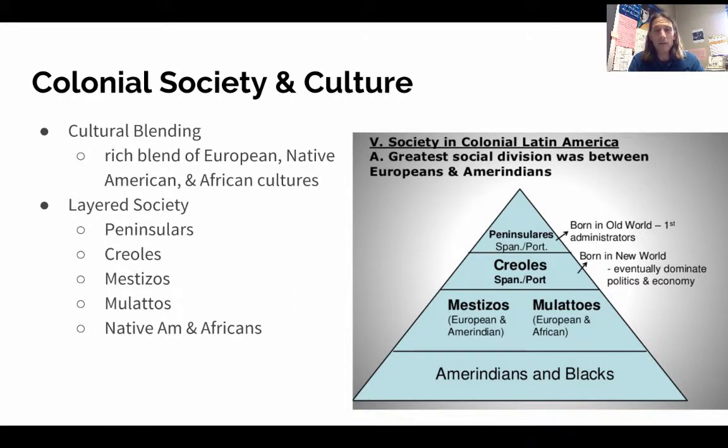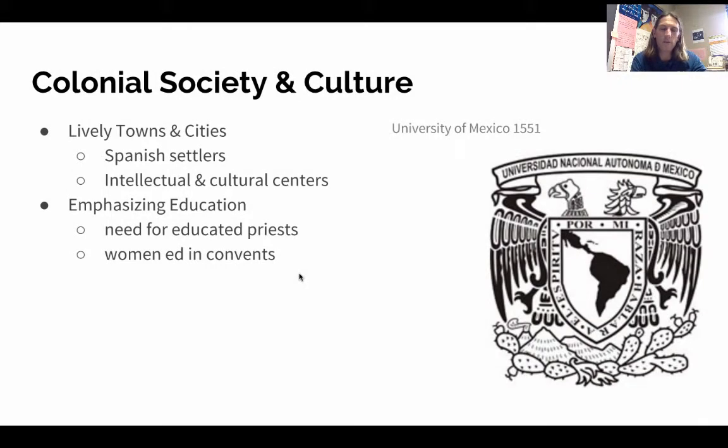Eventually what you're going to have is Latin America and South America go through a series of revolutions, late 1700s, early 1800s. And this pyramid remains pretty much the same, except the peninsulars are gone and the Creoles replace them. And so it's going to be tough to totally transform the culture.